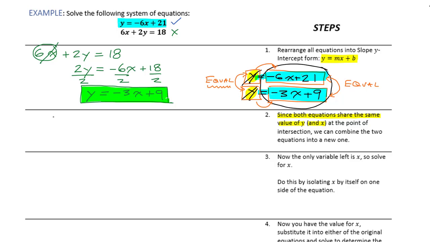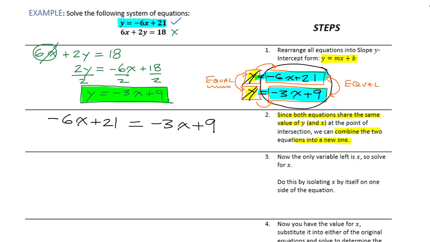So in other words, it doesn't matter which goes on which side. I'll just start with the negative 6x plus 21. Negative 6x plus 21 has to therefore be equal to negative 3x plus 9. Now, why are they equal? Because we're looking for the point where they're the same, where they have the same point of intersection. So we set them equal to each other. So essentially what we've done is we've taken two equations and combined them into a new one, okay?